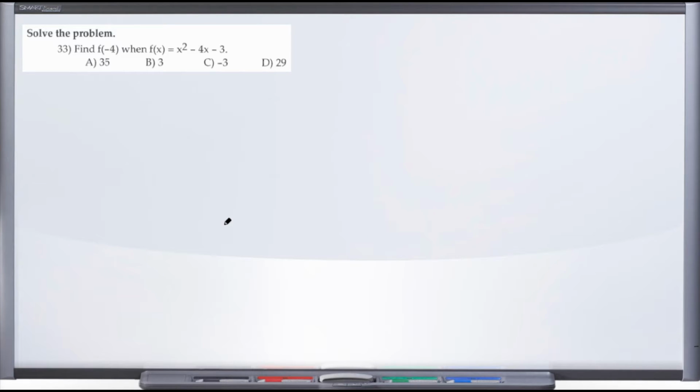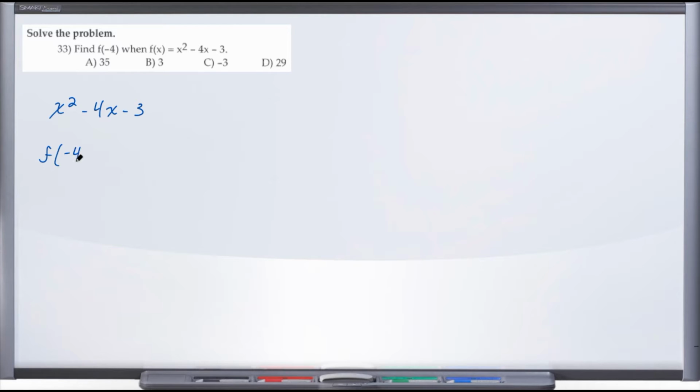All right, so with number 33 here, we're being asked to solve the problem. It says find f of negative 4 when f of x equals x squared minus 4x minus 3. If we're being asked to find f of negative 4, all we're doing is taking this function that they've given us, x squared minus 4x minus 3, and wherever we see an x in this function, we're going to take that x out, and instead of an x, we're going to put in a negative 4 and evaluate. So what does that look like?